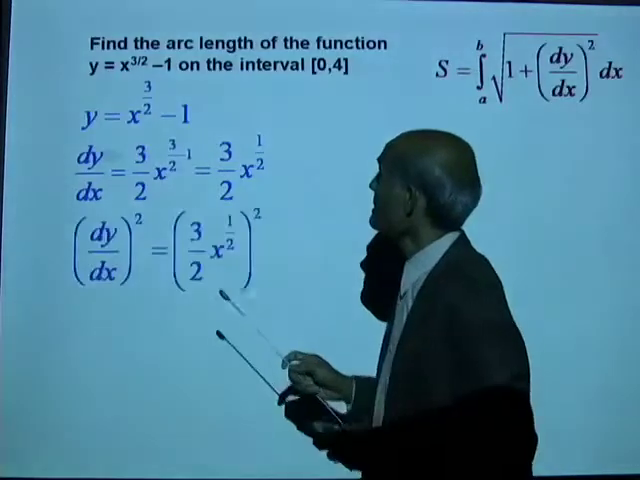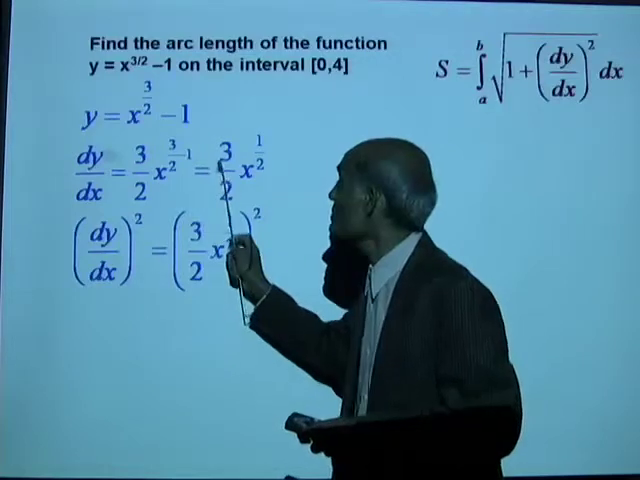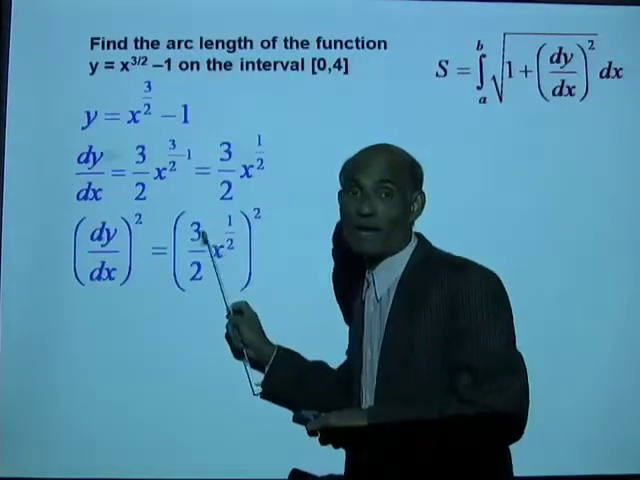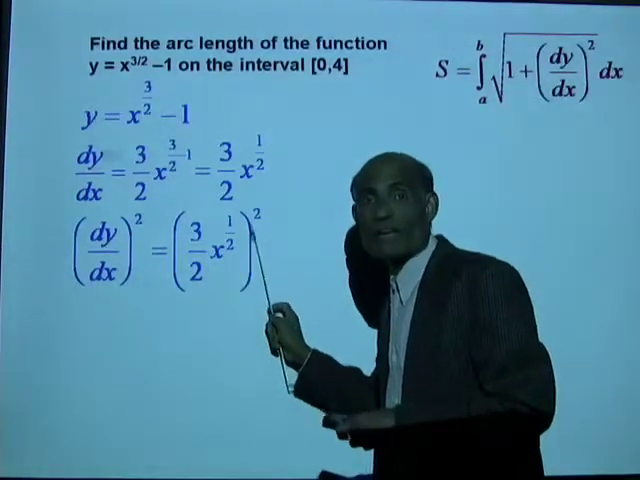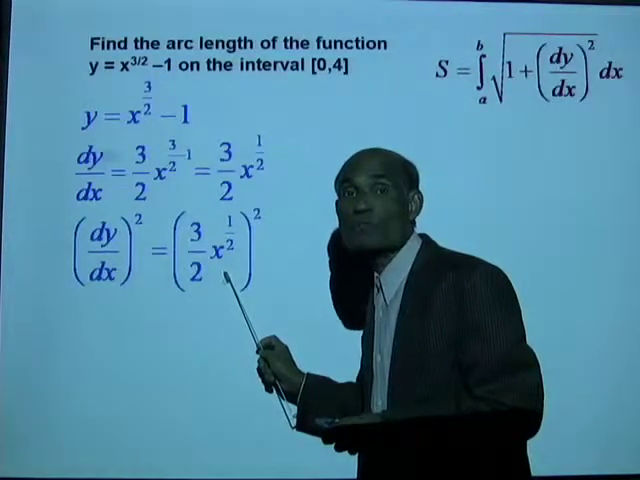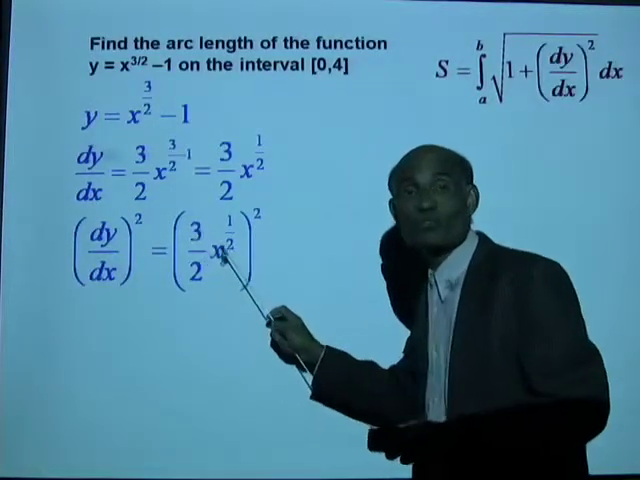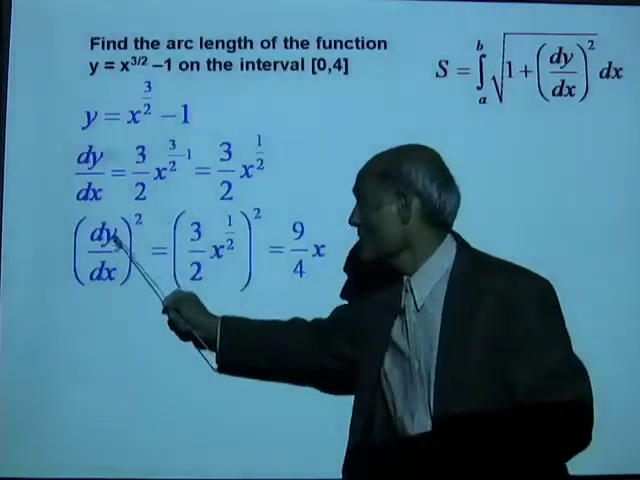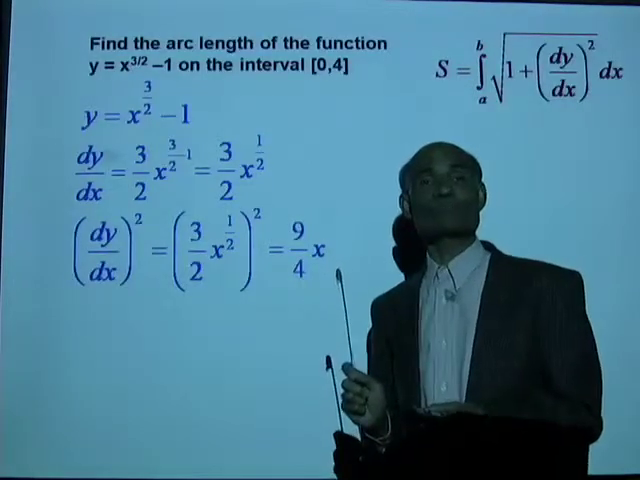Okay, let's now take the square of it. dy by dx all squared is 3 over 2 x to the power of 1/2 all squared. Well, you have no problem squaring 3 over 2. What do you get if you square x to the power of 1/2? x to the power of 1/2 is square root of x. Square root of x raised to the power of 2 is x. So this will be 9 over 4 x. So dy by dx all squared is 9 over 4 x.